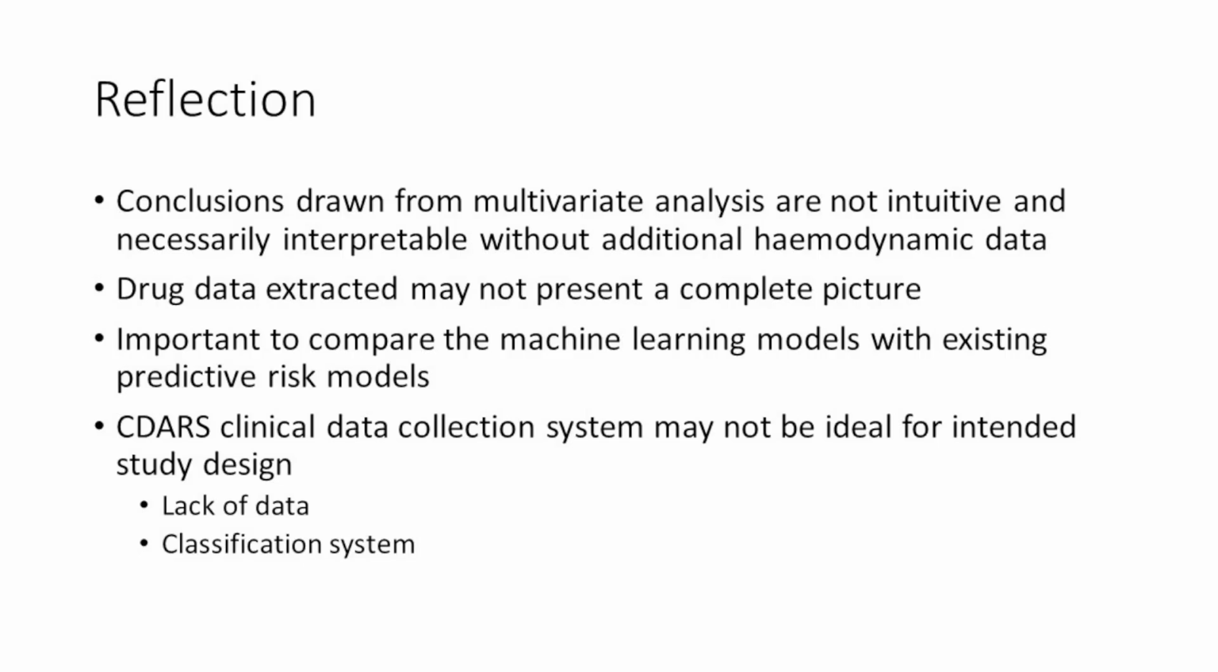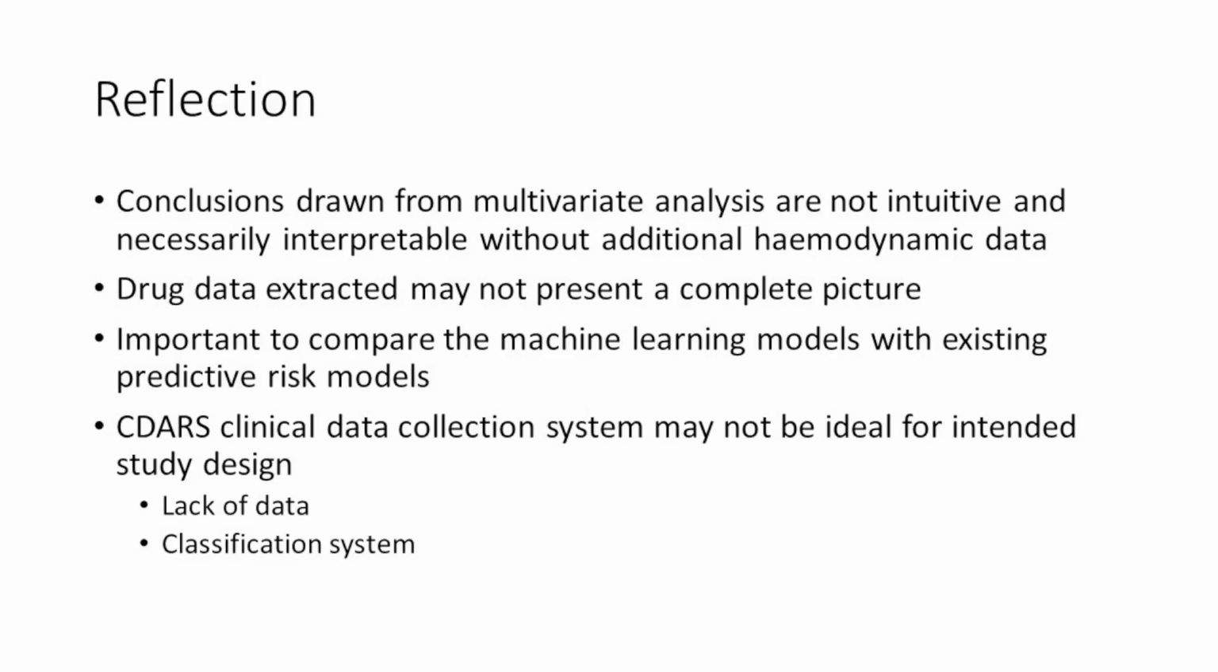The drug data that we extracted also didn't really present a complete picture, as once again it was only the 10 most common drugs given to pulmonary hypertension patients, rather than any specific therapies for pulmonary hypertension. Again, this is also a limitation of the database that we use, as it only had very commonly used drugs available, not necessarily ones that were specific to pulmonary hypertension.